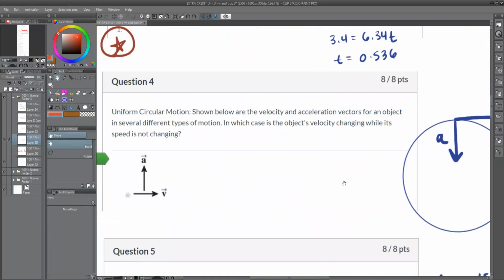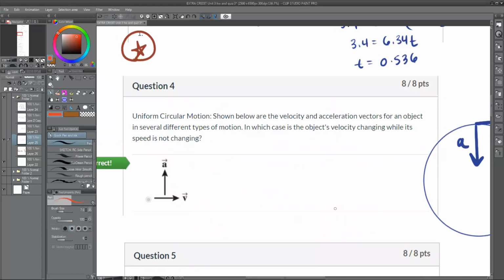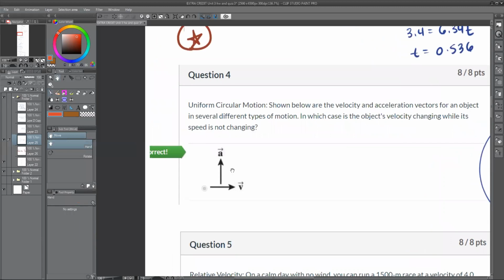For this next problem, uniform circular motion. Shown below are the velocity and acceleration vectors for an object in several different kinds of motion. In which case is the object's velocity changing while its speed is not changing? So I only put one option here because it's the correct option. It's the first one, just to save space, but it is this response.